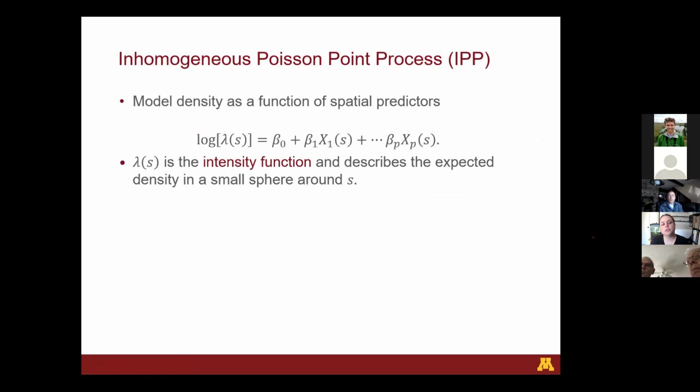So what is this model, an inhomogeneous Poisson point process model? Well, it is a model of density in continuous space as a function of spatial predictors. So we can think of modeling a log intensity surface as a function of these spatial predictors. And this intensity function describes the expected density in space associated with a small sphere surrounding a spatial location s.